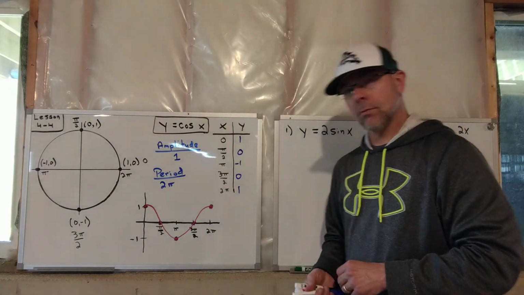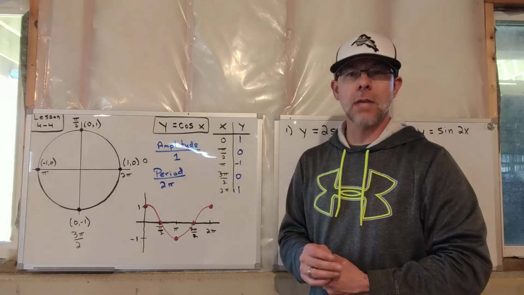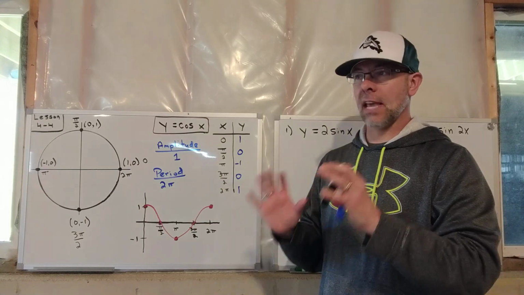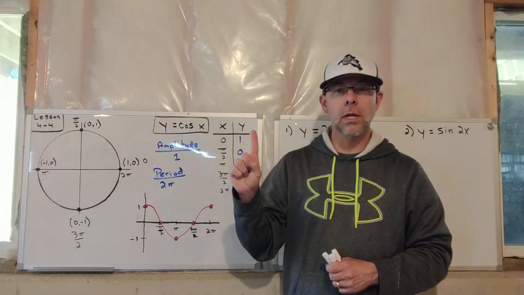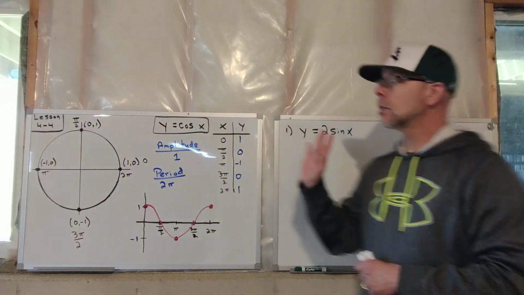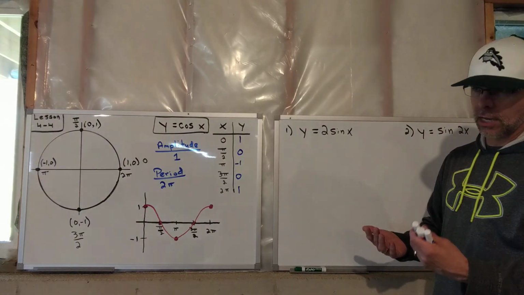Now, to your right, we're going to start talking about what changes happen. Because what we call standard information, the standard conditions of sine and cosine, amplitudes 1, periods 2 pi. That's standard. You start throwing numbers into the problem, and then things start to change.